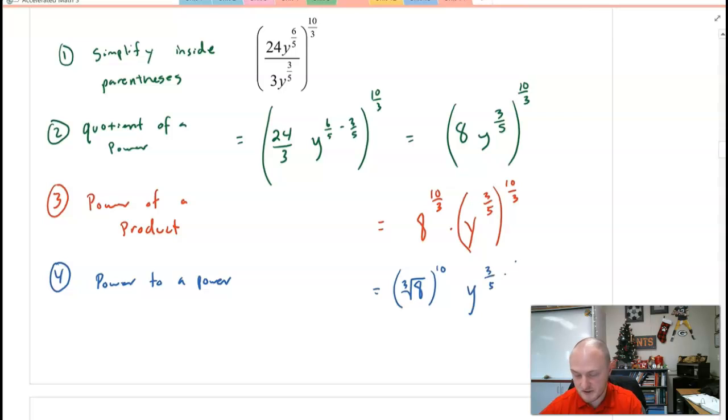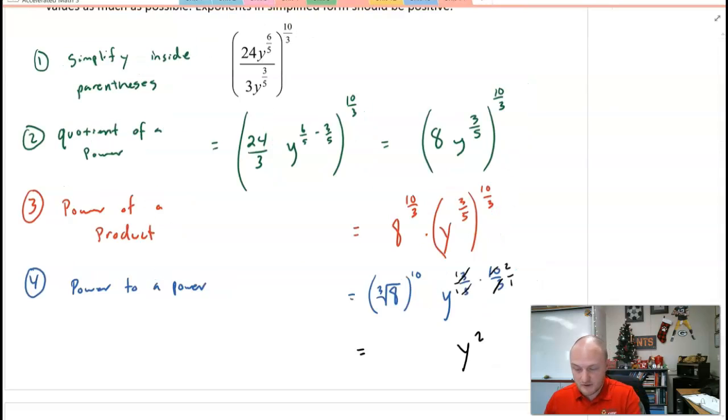So 3/5 times 10/3. And this is nice because I end up canceling, right? The 3 cancels, top and bottom. The 5 and the 10 I can go ahead and reduce by 5, and this leaves me with 2 over 1 times 1 over 1. So we just end up with y squared. So not too bad, right? Not too bad.